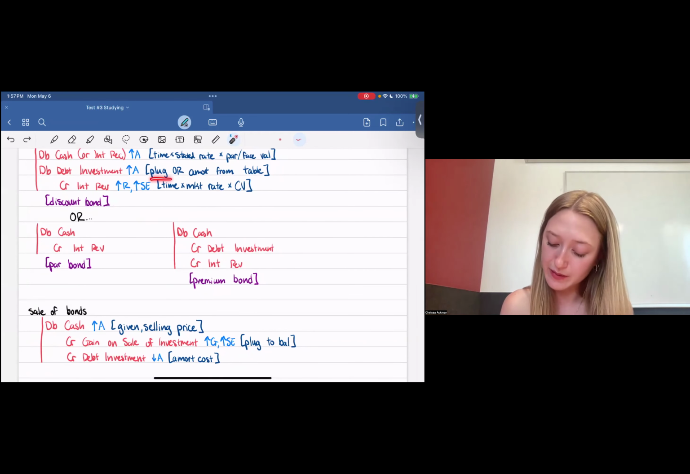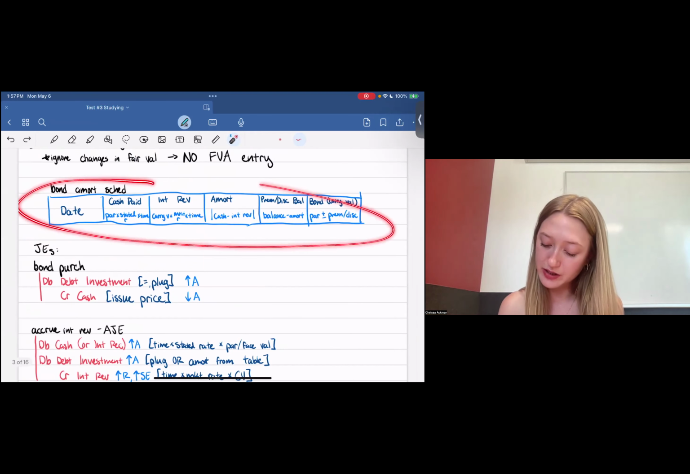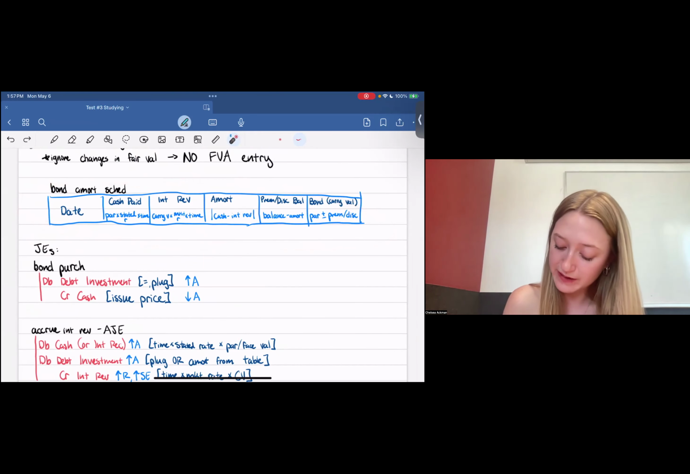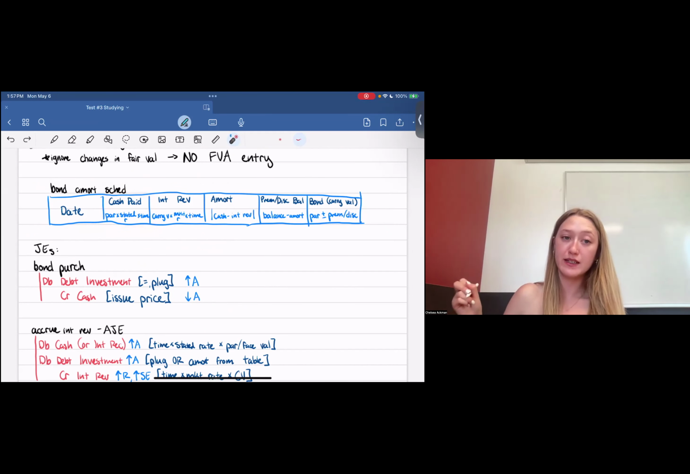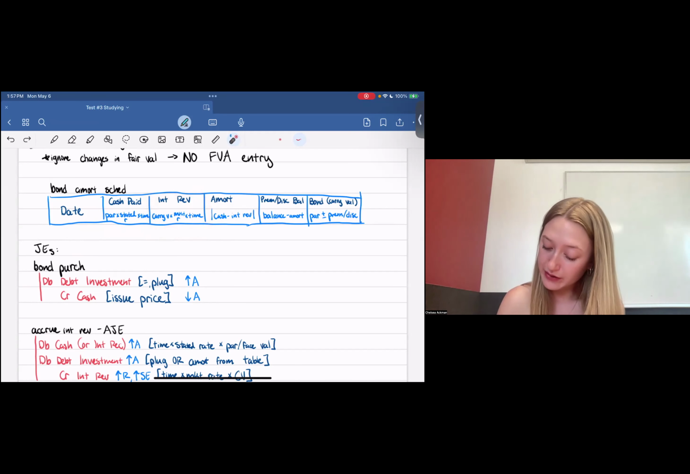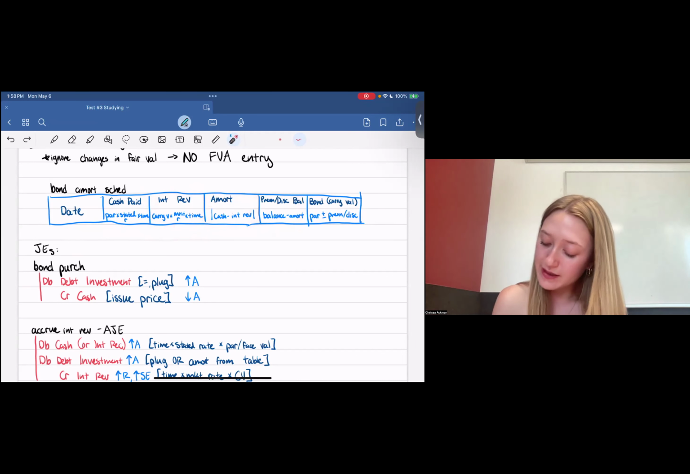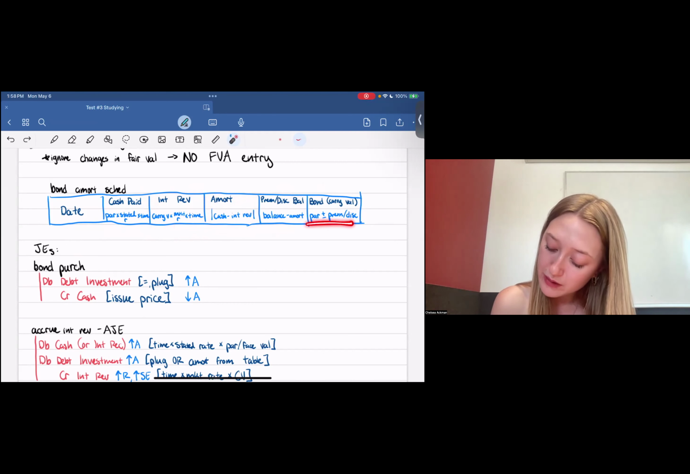And then debt investment is the plug, or amortization, from your bond amortization schedule. To review again, your cash paid is the par times the stated rate times time. Interest revenue is carry value times market rate times time. Amortization is the difference. Premium or discount balance is the bond minus your amortization value, and then the carry value is the par plus or minus the premium or discount amount.